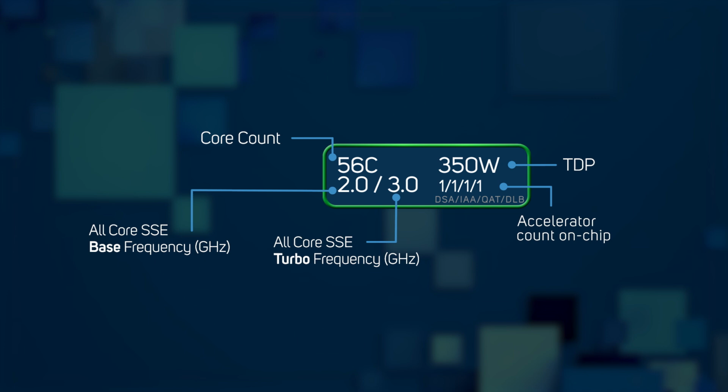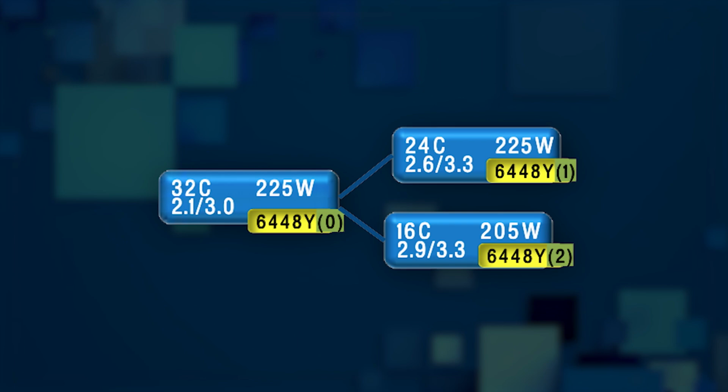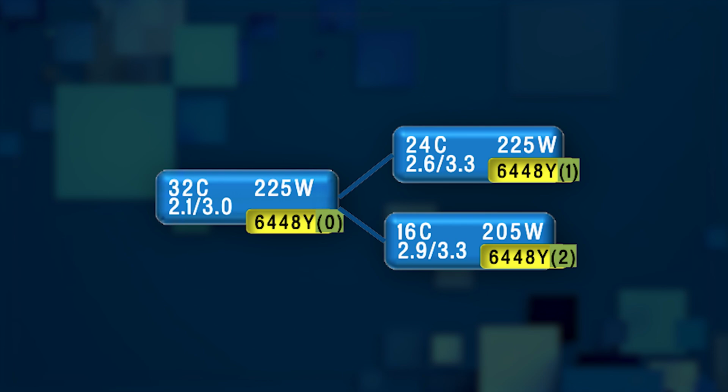Several of the CPU models also show the Speed Select Technology Performance Profile, known as SST-PP. This allows you to disable some of the CPU cores and increase the clock frequency of the remaining cores if that suits your workloads better.